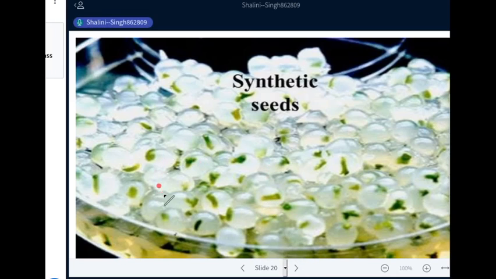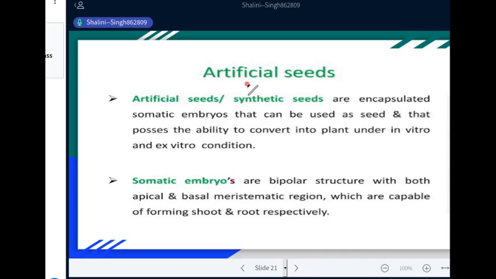What are the synthetic seeds? The structure which you can see here, these are the synthetic seeds. Synthetic seeds are also known as artificial seeds. These are encapsulated somatic embryos. As an embryo has a covering of endosperm and finally the seed coat for its protection, likewise these somatic embryos are encapsulated and they can be used as seeds and have the ability to convert into plants under in vitro and ex vitro conditions. These somatic embryos are bipolar structures with both apical and basal meristematic regions, which are capable of forming shoot and root respectively.